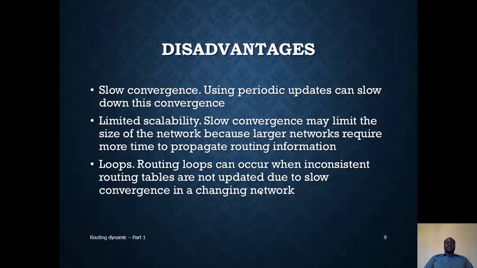And let's talk also about its disadvantages. The disadvantage is slow convergence. Using periodic updates can slow down this convergence. We also have limited scalability as a disadvantage. Slow convergence may limit the size of the network because larger networks require more time to propagate routing information. And we have the loop. A routing loop can occur when inconsistent routing tables are not updated due to convergence in a changing network.